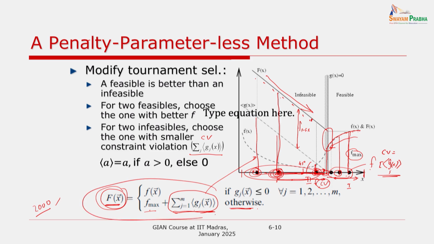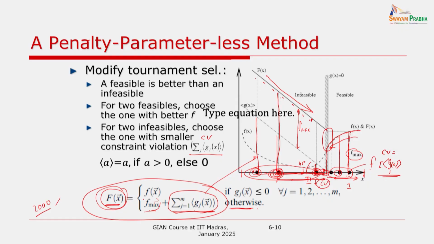Do you see any parameter here? Any parameter like R or anything you have here? Some students say, yes sir, there is one, F max. Is that a parameter? It's not a parameter, because that depends on your feasible solutions and what's the function value of the worst one. It's not a parameter, it's not something you are setting.